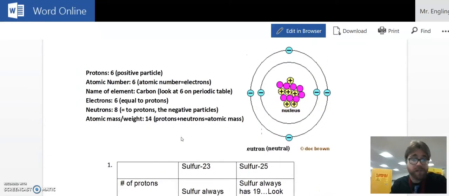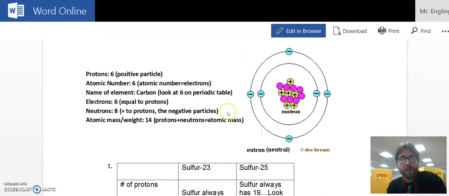All right, another practice problem. Here we go. How many protons do we have? Well, protons are positive, right? So they're anything with a plus. So we have 1, 2, 3, 4, 5, 6 protons in this atom. All right, what's the atomic number? Well, the atomic number is equal to electrons, and it's also equal to protons. So the atomic number is 6, because we have 6 protons.